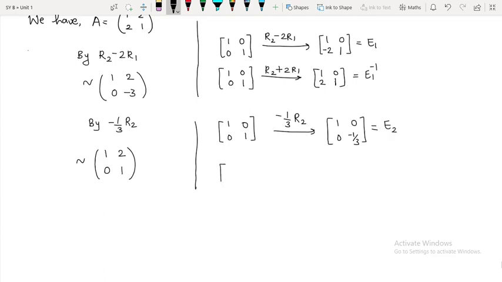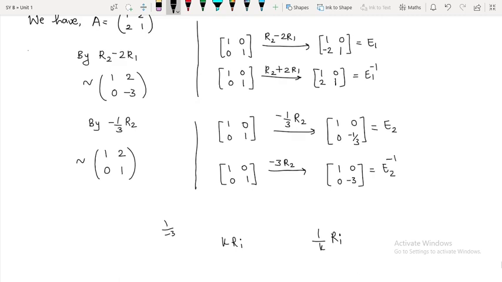Now how to get E2 inverse? This is the question. So 1 0 0 1. So what will be the inverse elementary row operation? If you remember, if we are having k times Ri, the inverse one is 1 upon k times Ri. So over here same thing will happen. So you can say that it is 1 upon minus 3. So what will be the inverse operation corresponding to it? It will be minus 3 times R2. So what are you going to get here? It will be 1 0 0 and minus 3, and this is your E2 inverse. I hope you are getting it.